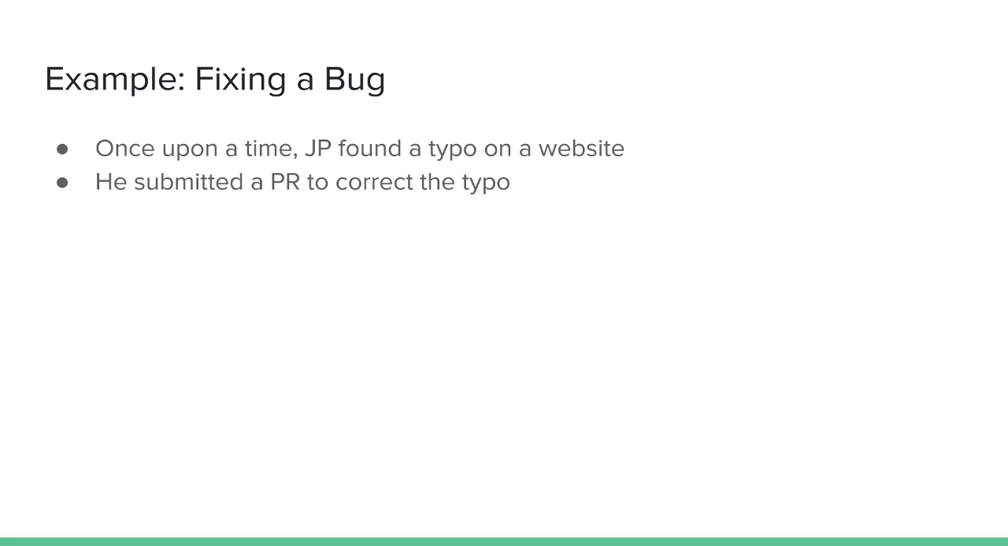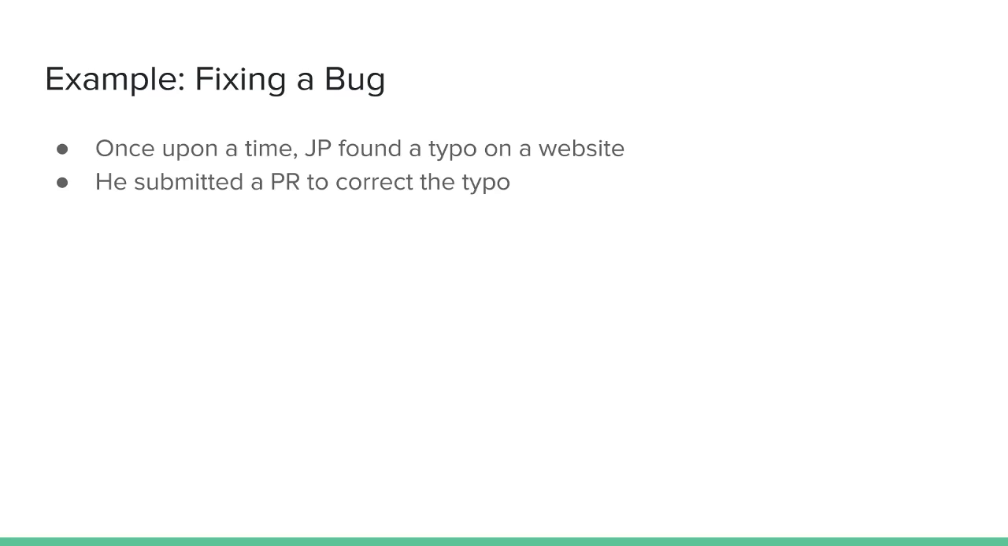So a practical example is a pull request that I made about a week ago. I was working on my personal website and I was using a component library, kind of like Bootstrap for those who have used it before. If you haven't, no big deal. I was reading this doc online and I found a typo on this website.